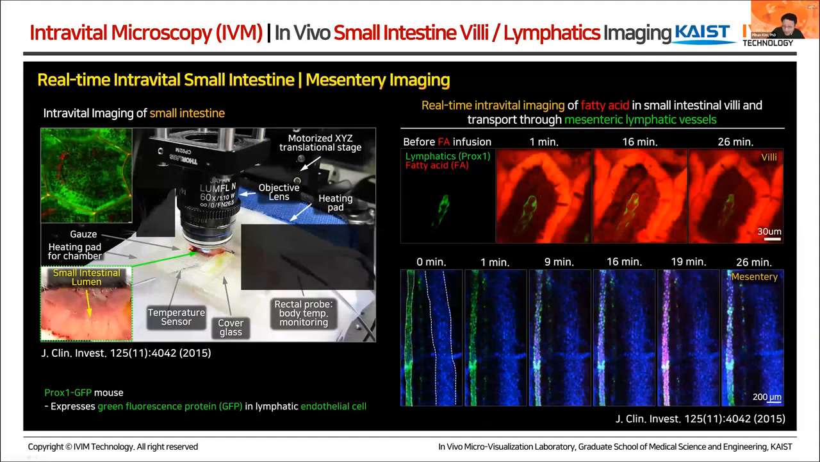And this fatty acid was observed and then transported through the lymphatic vessel from the villi in the small intestine, also through the mesenteric lymphatic vessel. If you look here, after the application of this red fatty acid on the surface of the small intestine, we can see the absorption of this fatty acid into the single villi, and then transport through the lymphatic vessel in the mesentery. You can see it's 90 minutes after the application of this fatty acid on the small intestinal surface.